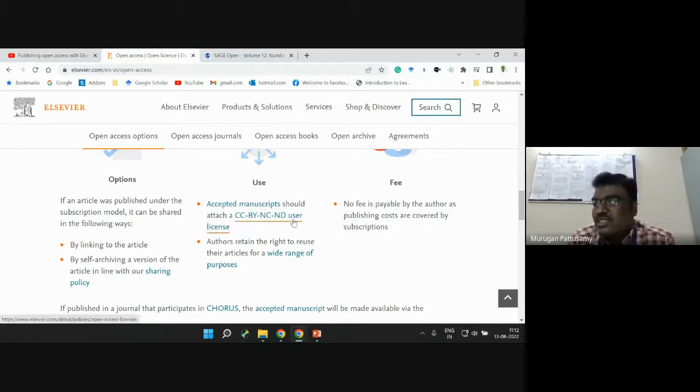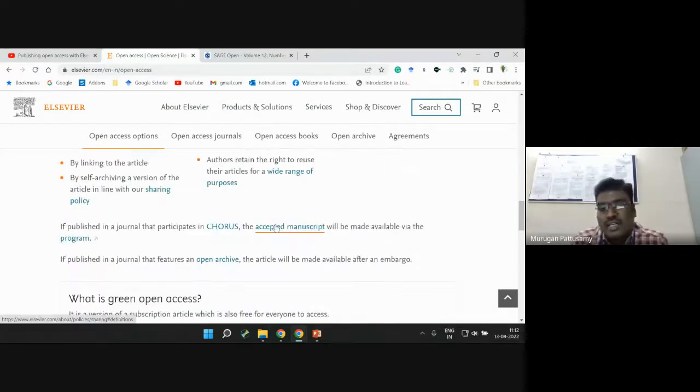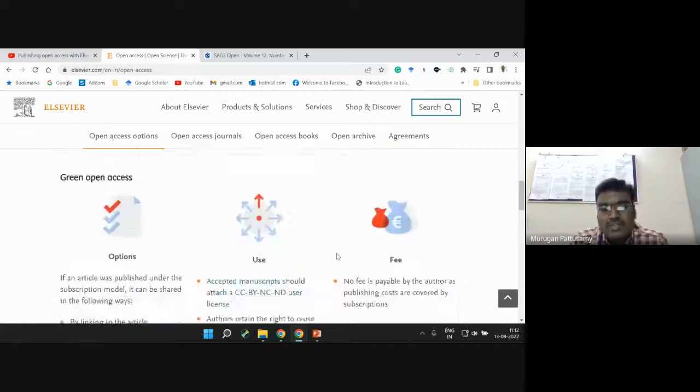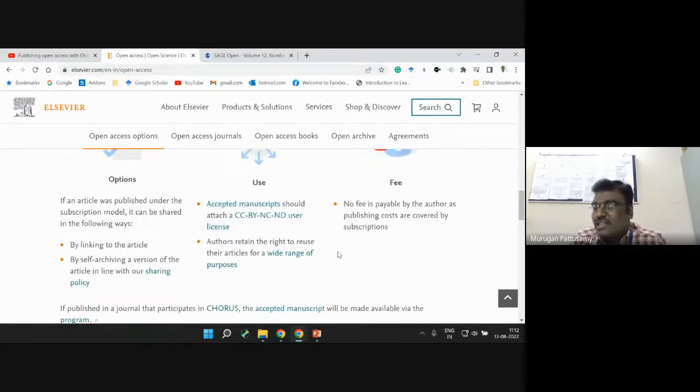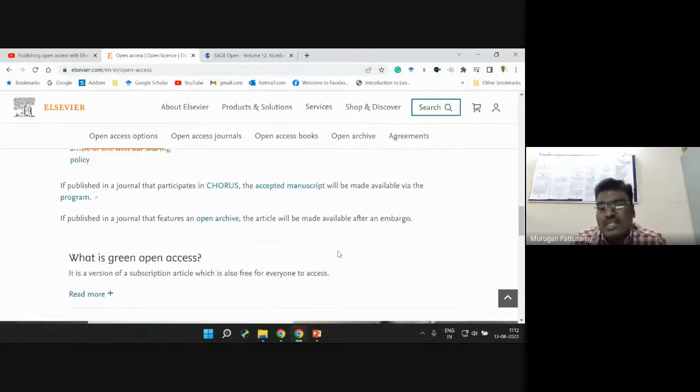So the logic is that you can link your article or you can self-archive your article on your website itself. You need not pay anything for this, but you have to attach the license called CC BY NC ND user license. This is what the green option is. In some journals, even for this green open access, they do charge some fee, but elsewhere they're not doing that.